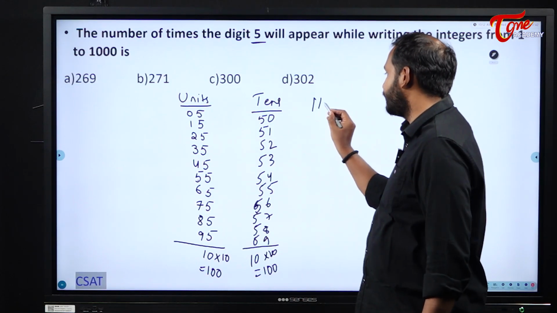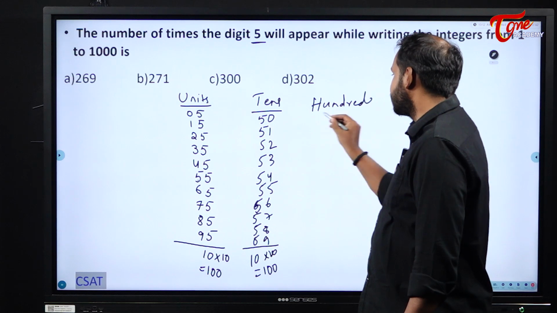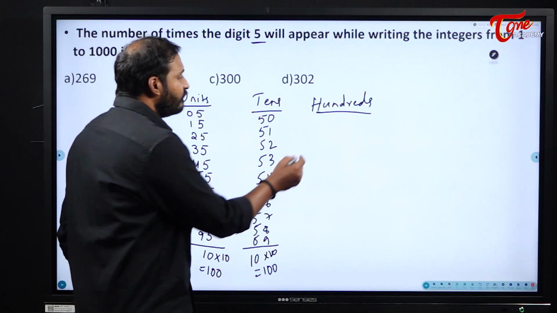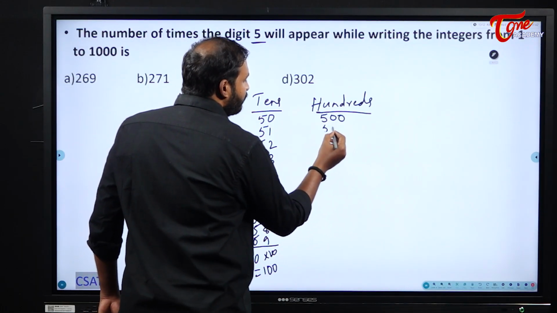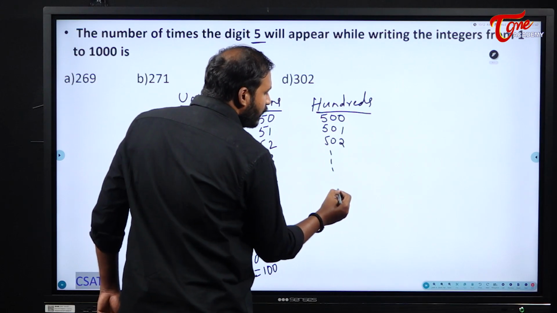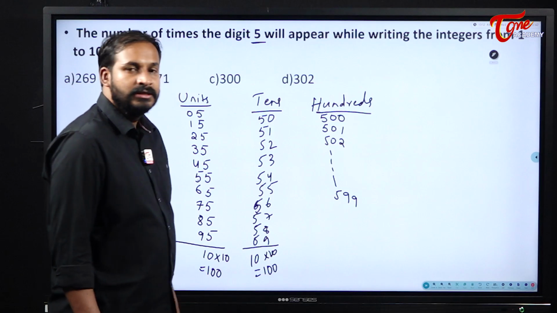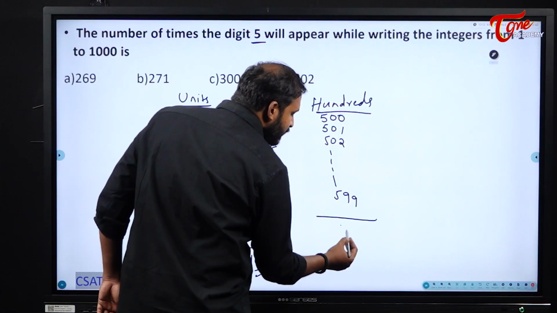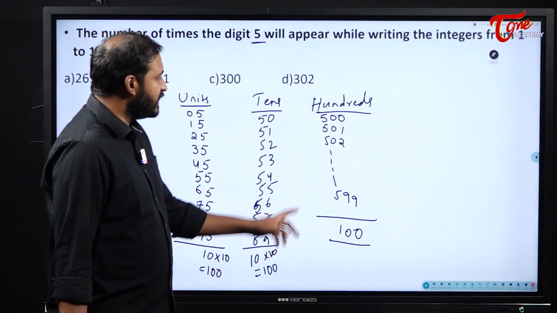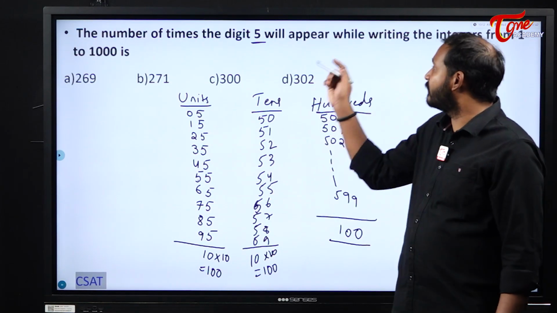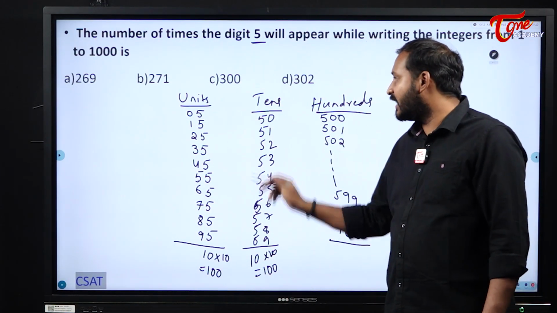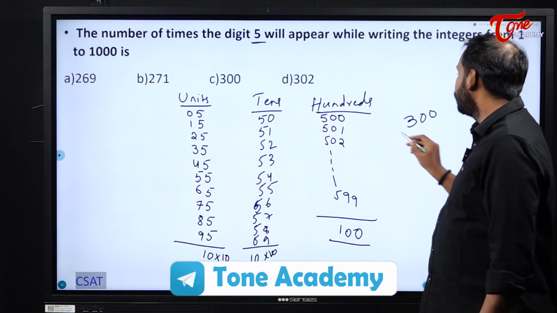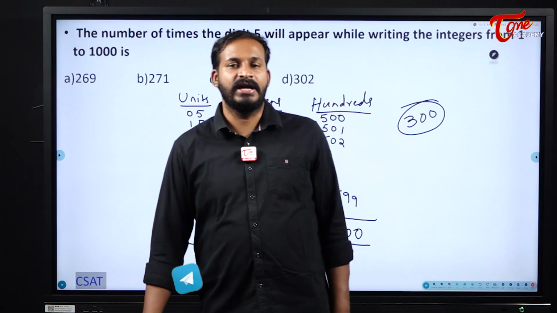Now when it comes to hundreds place, now see here students, usually what we will have, from where it will start? From 500, 501, 502 and so on up to what? 599. Am I correct? So total how many times the 5 will be there at a hundreds place? The 5 will be there at hundreds place for 100 times. Is there chance of getting it at thousands place? No. Why? Because our maximum number is what? 1000. So that means the digit 5 will be used for how many times? 100 plus 100 plus 100. 300 times to write the numbers from 1 to 1000.